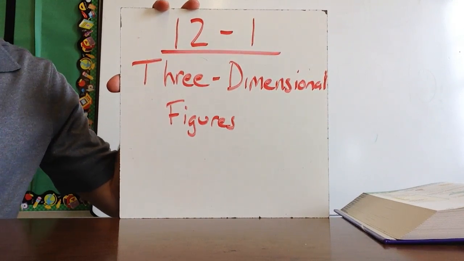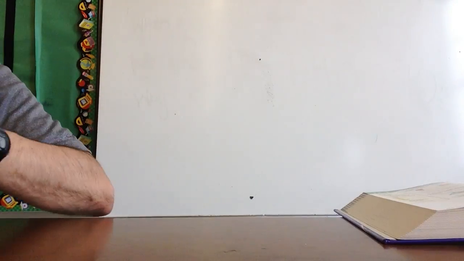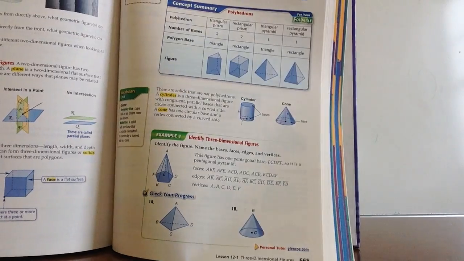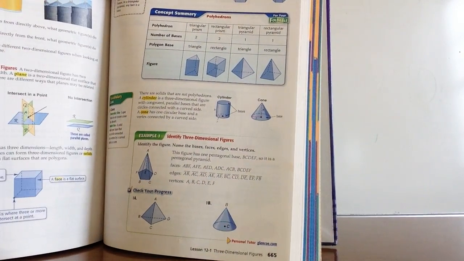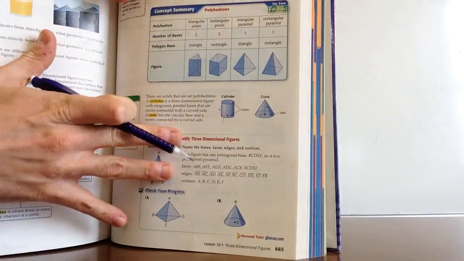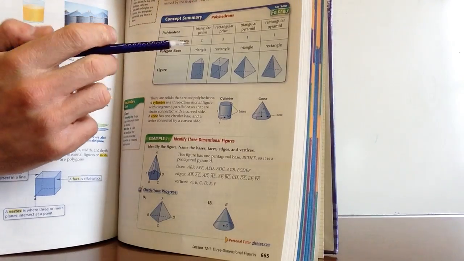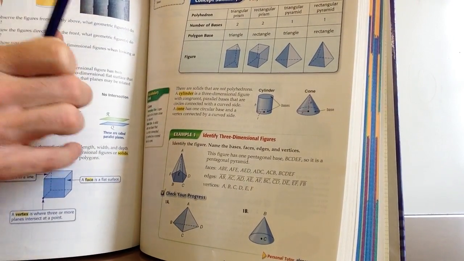This video will discuss Chapter 12.1, Three-Dimensional Figures. I'm going to spend some time taking a look at the book on this one. I want to take a look at this concept summary here on the top of the page, and I really want you to focus on the idea of what it is that each of them is being called.